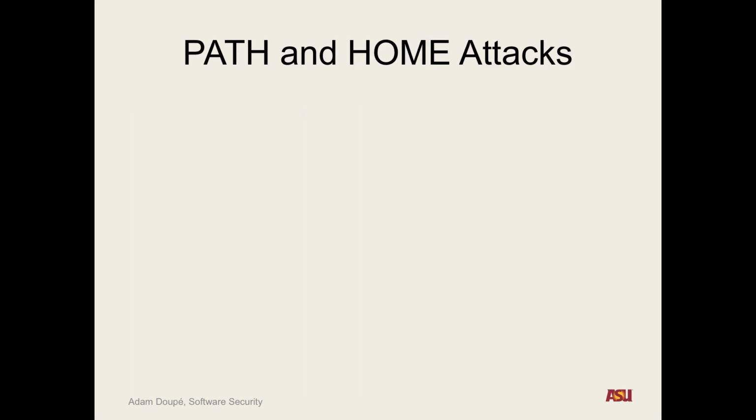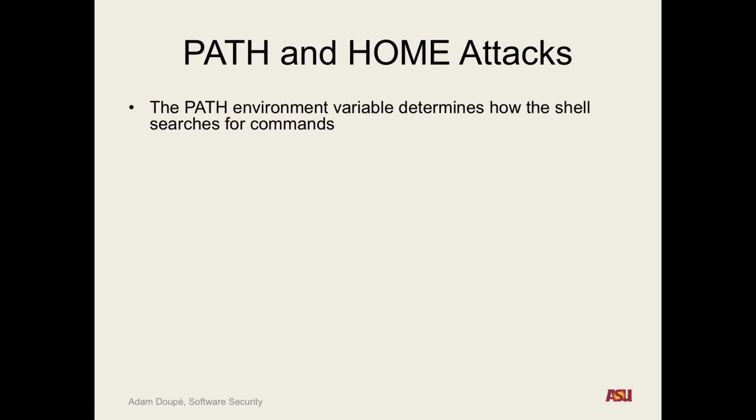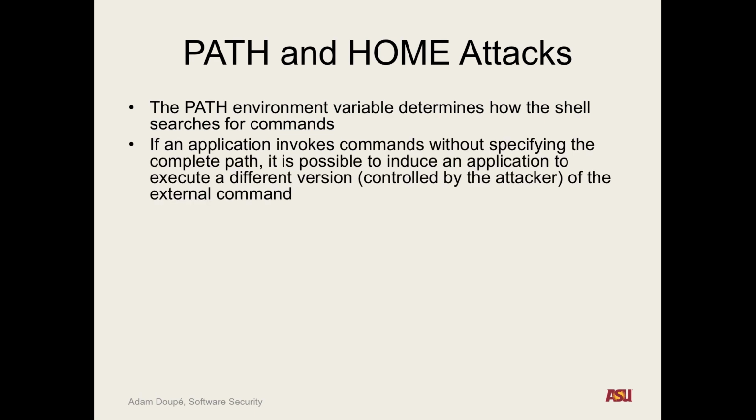Another type of file attack is path and home attacks. These are really fun. PATH, as we saw, is an environment variable, and it determines how the shell, bash, searches for commands. What's the format of PATH? Yeah, colon-separated values of paths or directories. From the left, from the first one, search first in that directory for that file name. If you can't find it, look in the next one. If you can't find it, look in the next one. And if you can't find it, you say that the file can't be found.